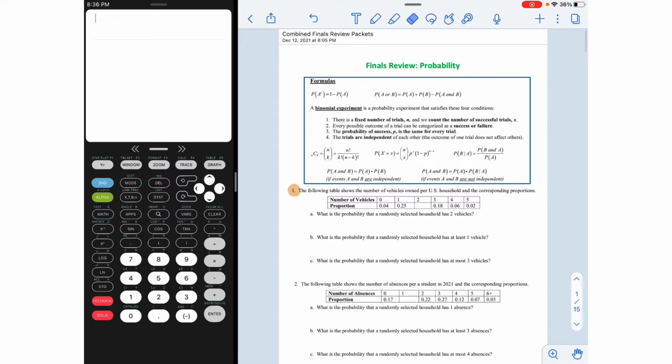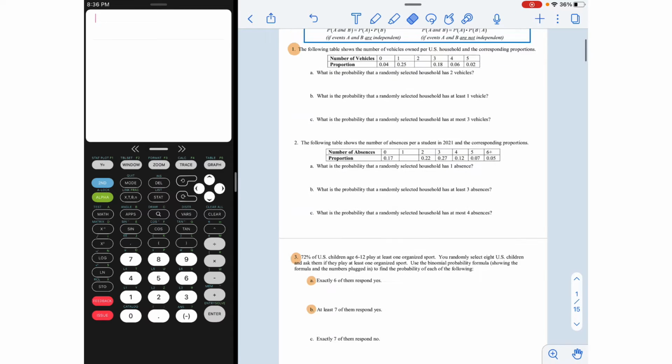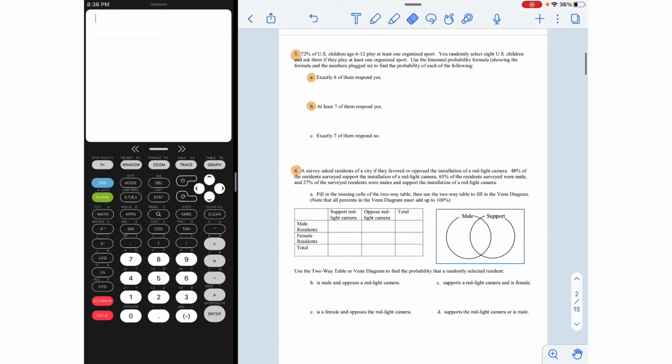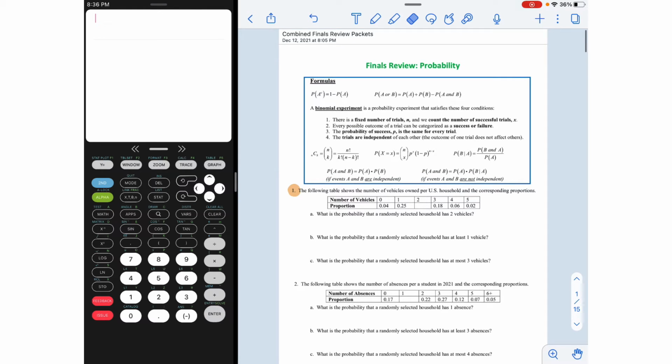Hello class, so this is the first probability review for the finals review. I'm going to do this first part in two parts. So in this video I'm going to do numbers 1, 3, and 4 from your final exam review. Alright, so let's get started with the first problem.